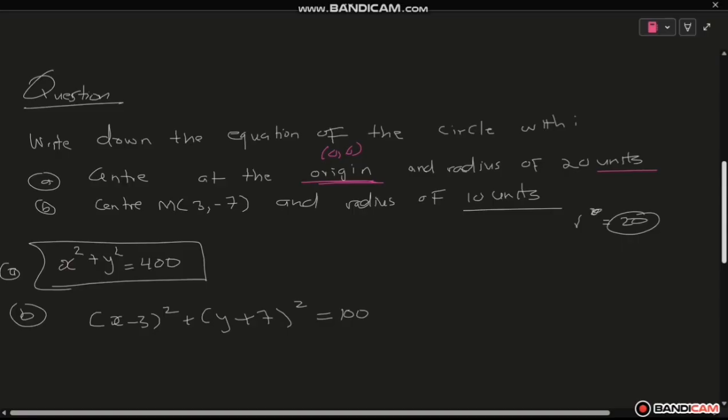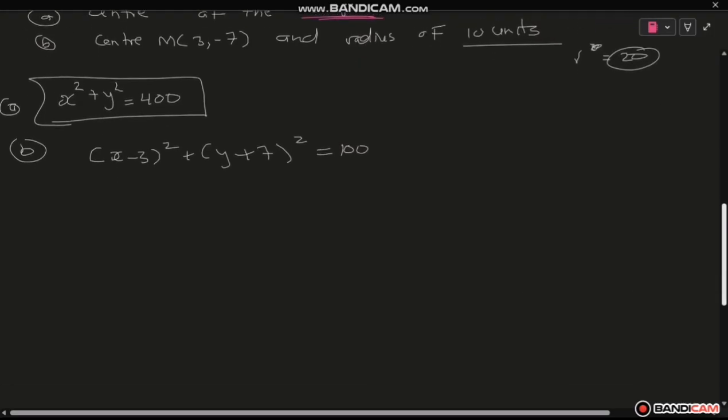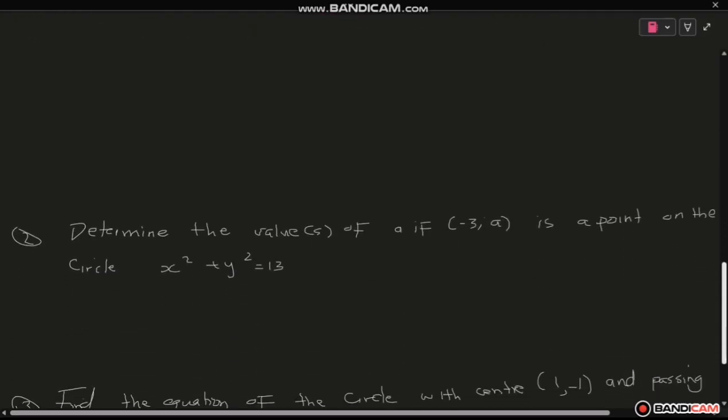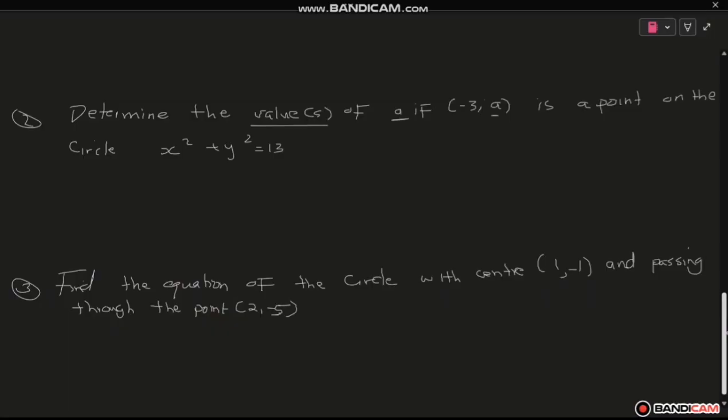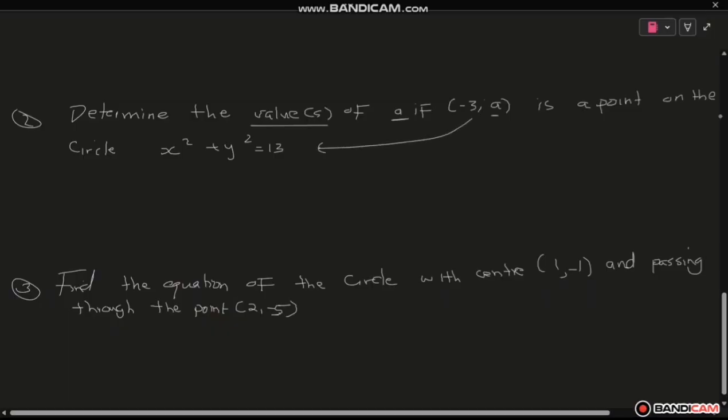I think you can try to move now and continue to do other things. Here they want us to determine the value or values of a if negative 3, a is a point on the circle, meaning we're going to take that point and substitute it in our equation. That negative 3 is x, a is y. We're going to substitute them like we do in algebra simultaneous equations. Where there's x, we put negative 3 squared, where there's y, we put a, then squared equal to 13.